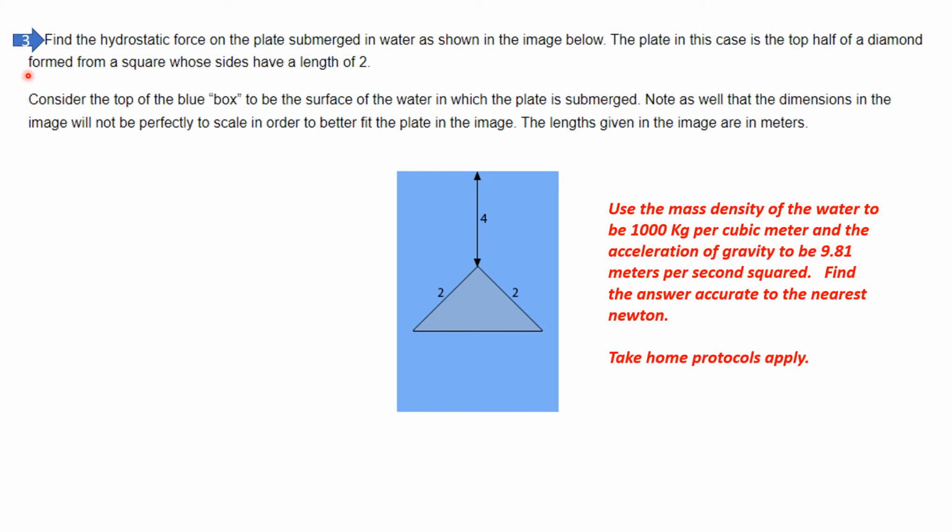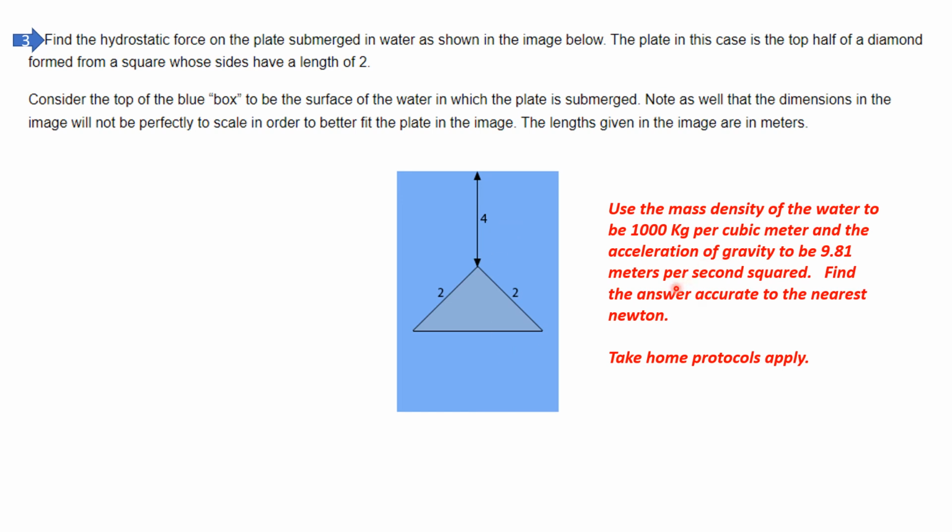Finally, number 3, you are to find the hydrostatic force on the plate submerged in the water as shown. So here's the plate submerged in the water as shown. The plate in this case is the top half of a diamond formed from a square whose sides have length 2. Consider the top of the blue box to be the surface of the water in which the plate is submerged. And note as well the dimensions in the image will not be perfectly to scale because it has to fit here. And the lengths given in the image are in meters.